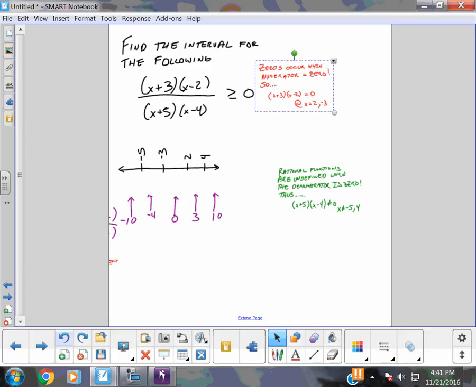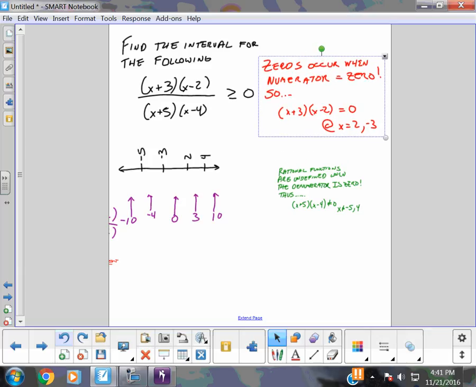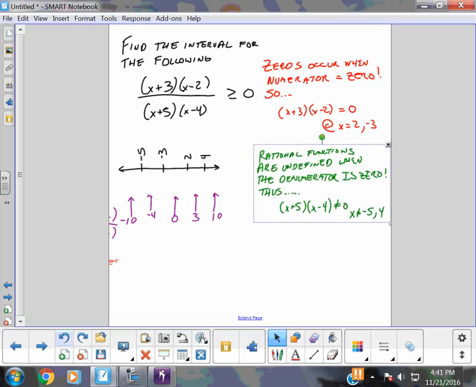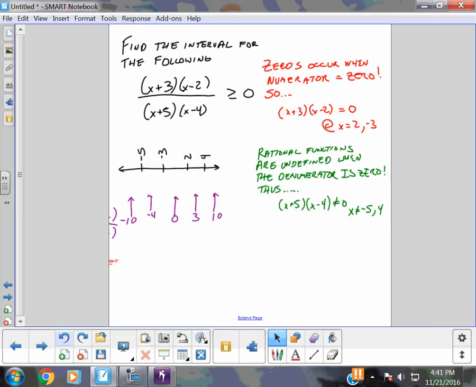A couple things right away. This is a review video, so I'm assuming you know that zeros occur when the numerator is equal to 0. So just looking at the top, here in the red, we can see that the two zeros of this function are 2 and -3. Likewise, we understand that rational functions cannot have the denominator be 0. Thus, the bottom cannot equal -5 or 4. And those four numbers set everything we do.